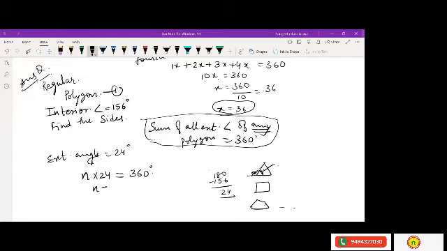So the number of sides will be what? 360 by 24. What do you get here? 15. Yes, that's 15, so the number of sides is 15. Got it?